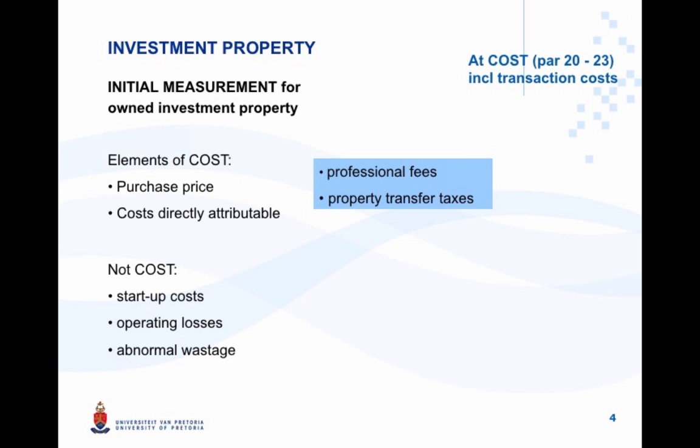All investment property is initially measured at cost. Elements of cost include purchase price and costs directly attributable to getting the investment property to the location and condition necessary for its intended use. Paragraph 20 to 23 indicates items that are and items that are not included in cost.